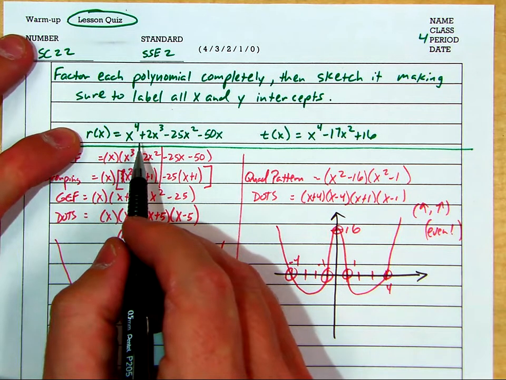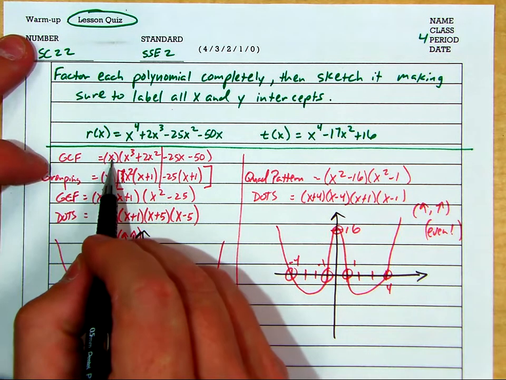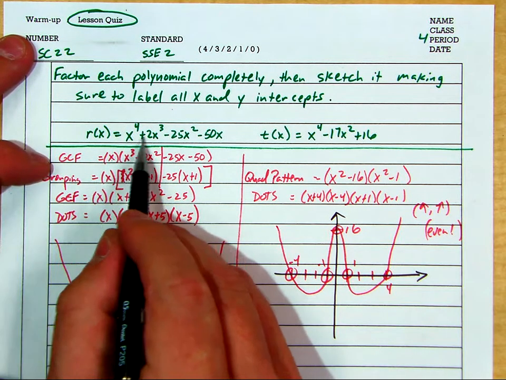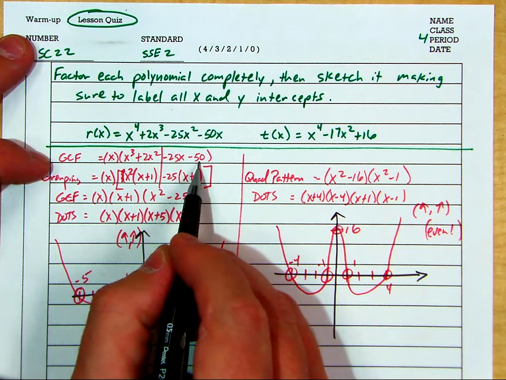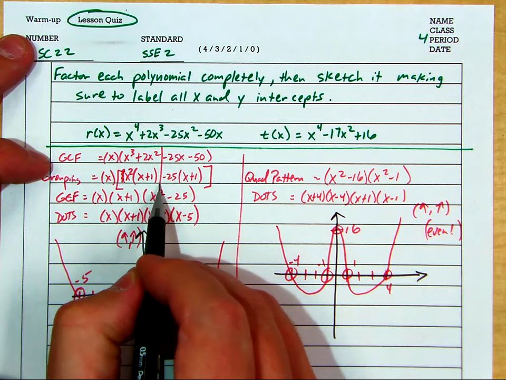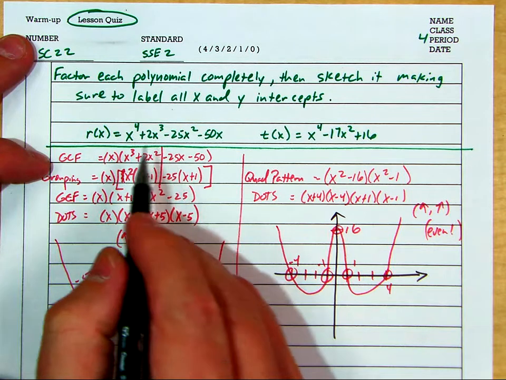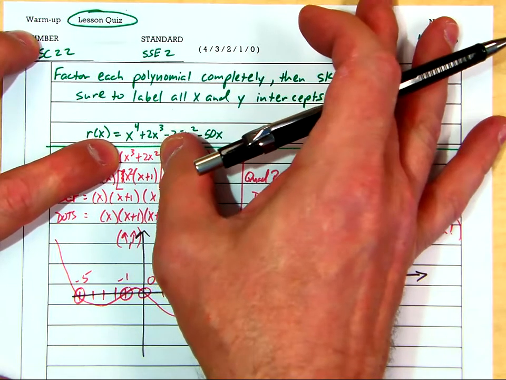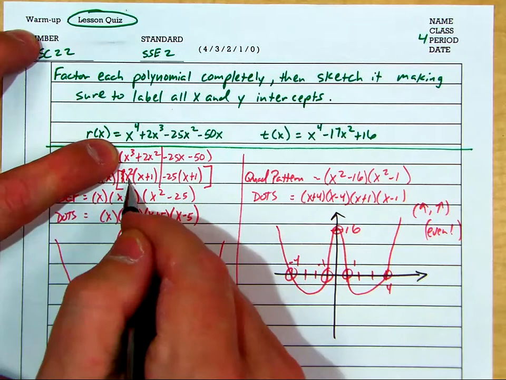For function r, always look for a GCF first. In this case, it's x. If you factor an x out of each one of those terms, you get this 4-term cubic. And because we have 4 terms, we're going to look to factor by grouping, so we split it in half. So I'm looking for what's the GCF of just those 2 terms. It's just an x squared.